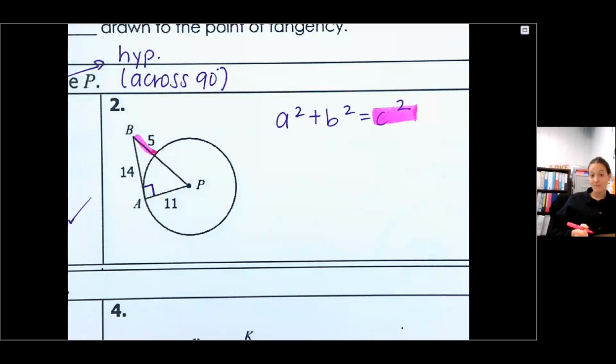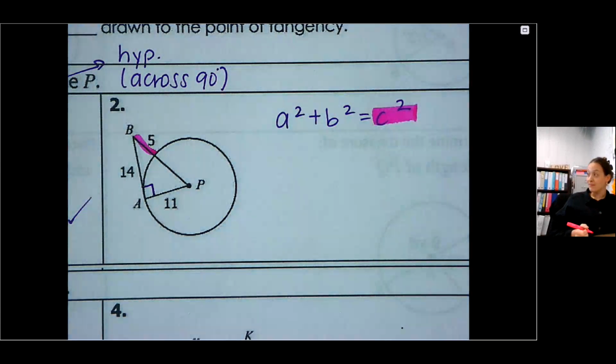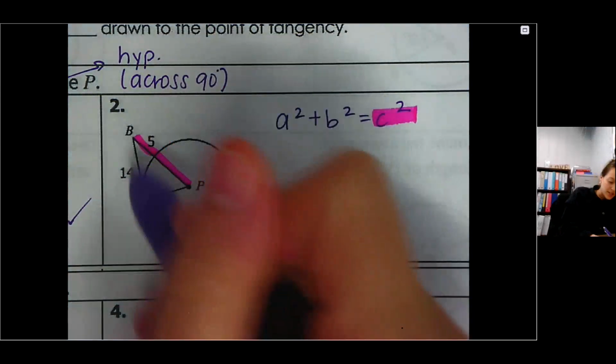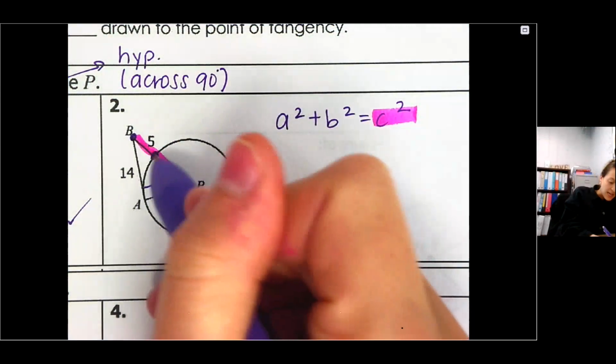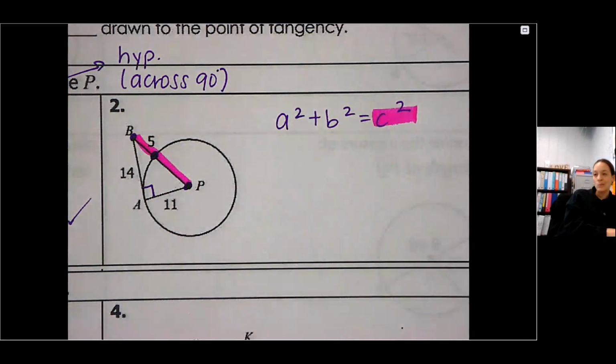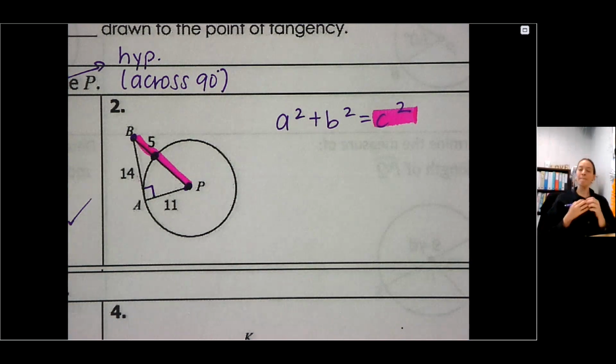Okay. Which side is my C value? That's 5. From what letter to what letter is the hypotenuse? Okay, from B to P, but we only know that from B to the edge is 5, right? So that's from here to here. How do I know what from the edge to the center is? Why is it 11?